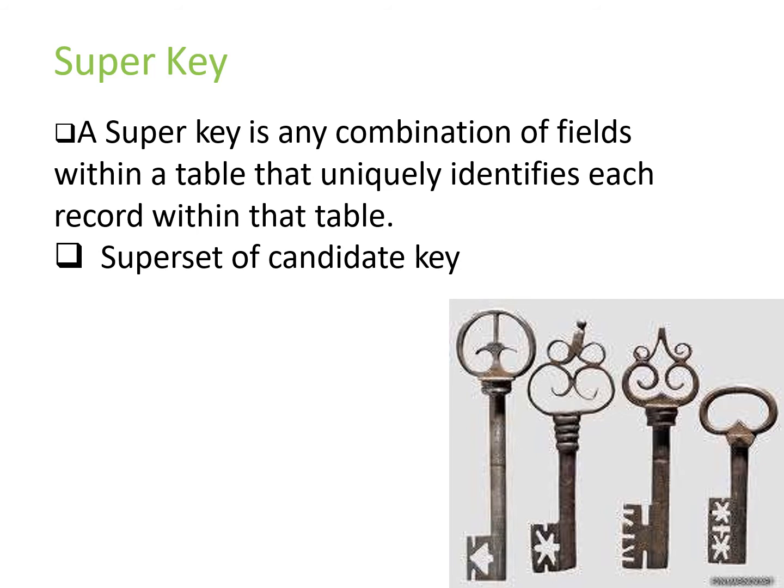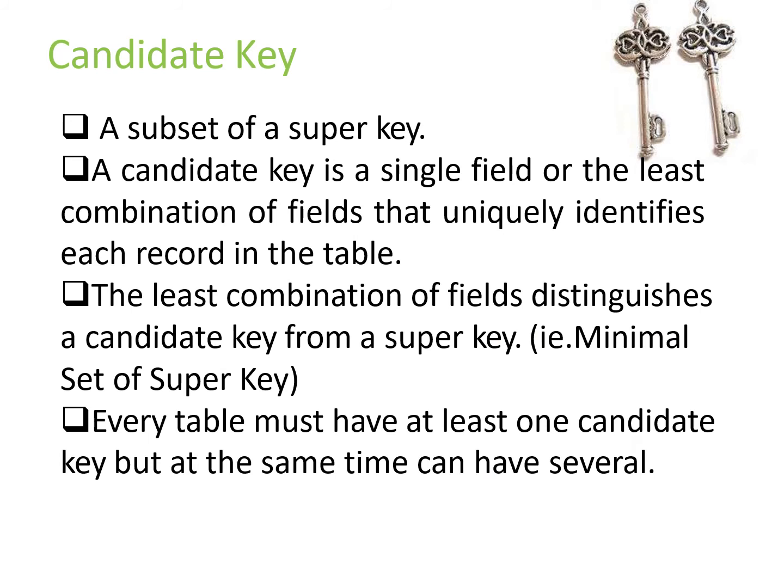The first is super key, which is a combination of more than one key. So it is a combination of fields within a table that uniquely identifies each record within that table. It is a superset of candidate key. Now what is candidate key? It is a subset of super key. So super key is always super, that is bigger. The small portion of super key is candidate key.